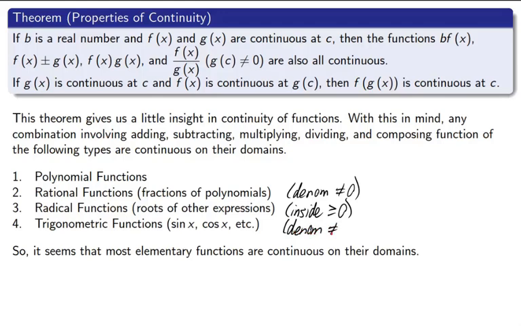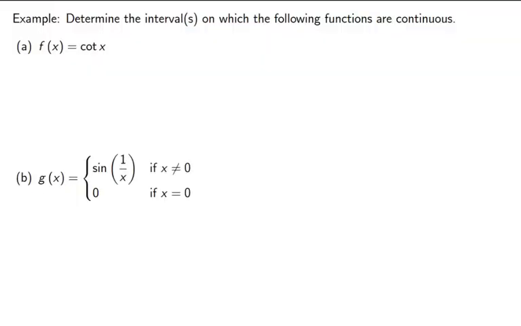So we'll do a couple of examples of this. A lot of functions are continuous. And I do say continuous on their domain. What I've really written here, these little notes on the side, is just the types of things that break the domain in the first place. But on their domains, the functions are continuous. Let's do a couple of examples.